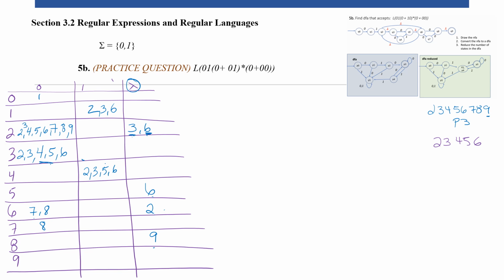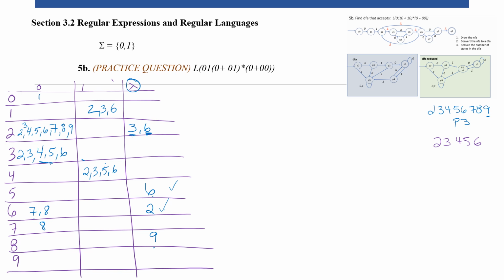And then 5 can jump to 6. I've already got that. 6 can jump to 2. I've already got that. So I think that that's as far as I can get with a 1 from 4.